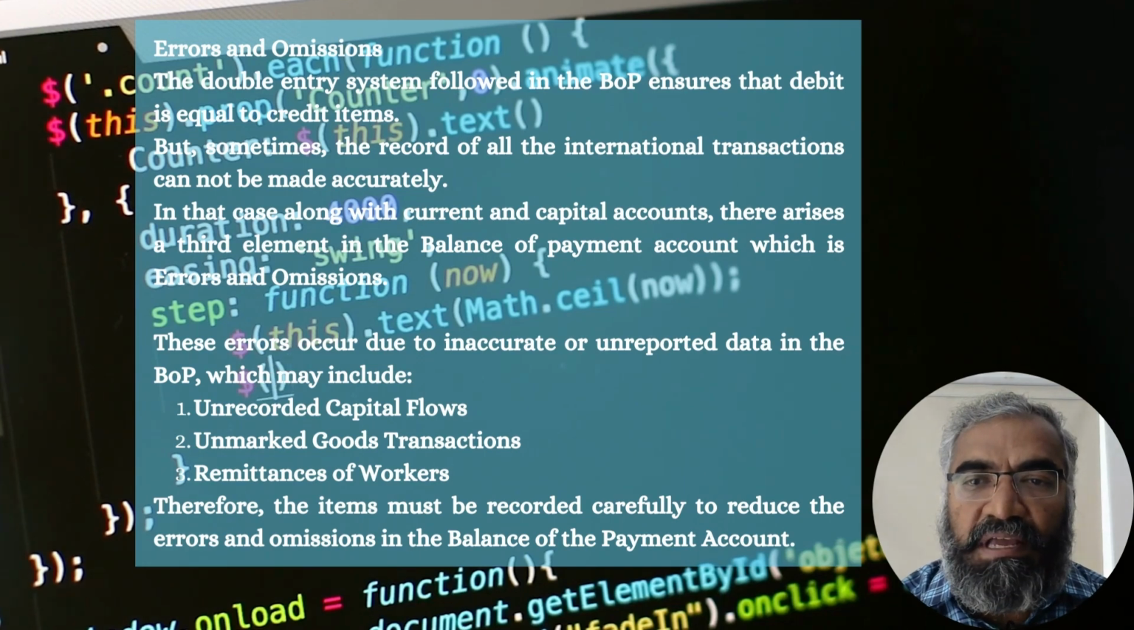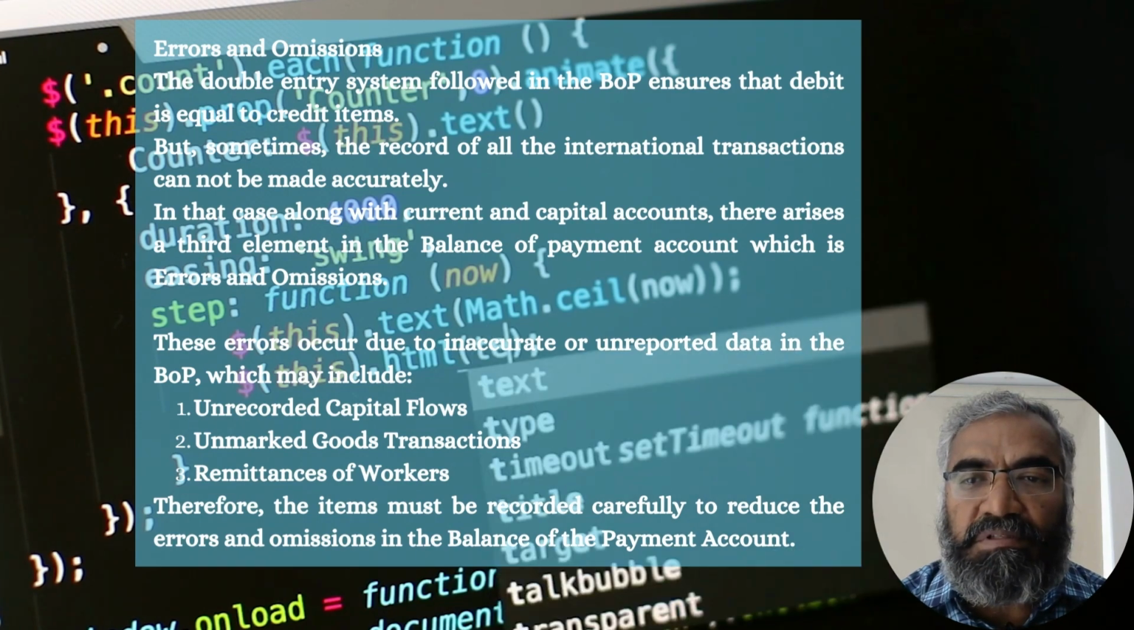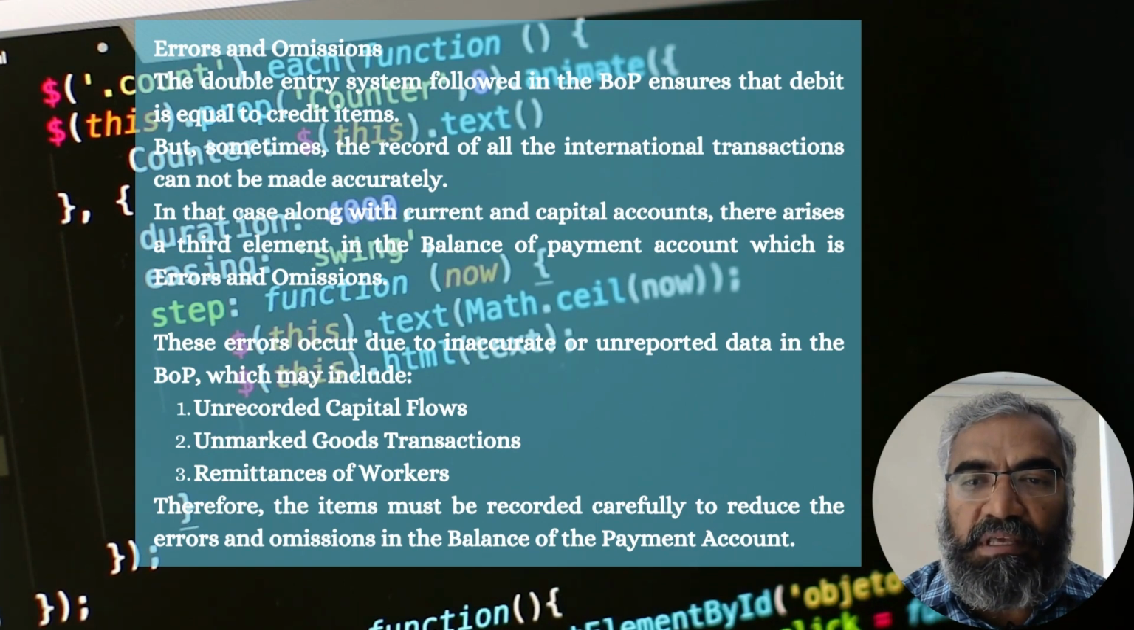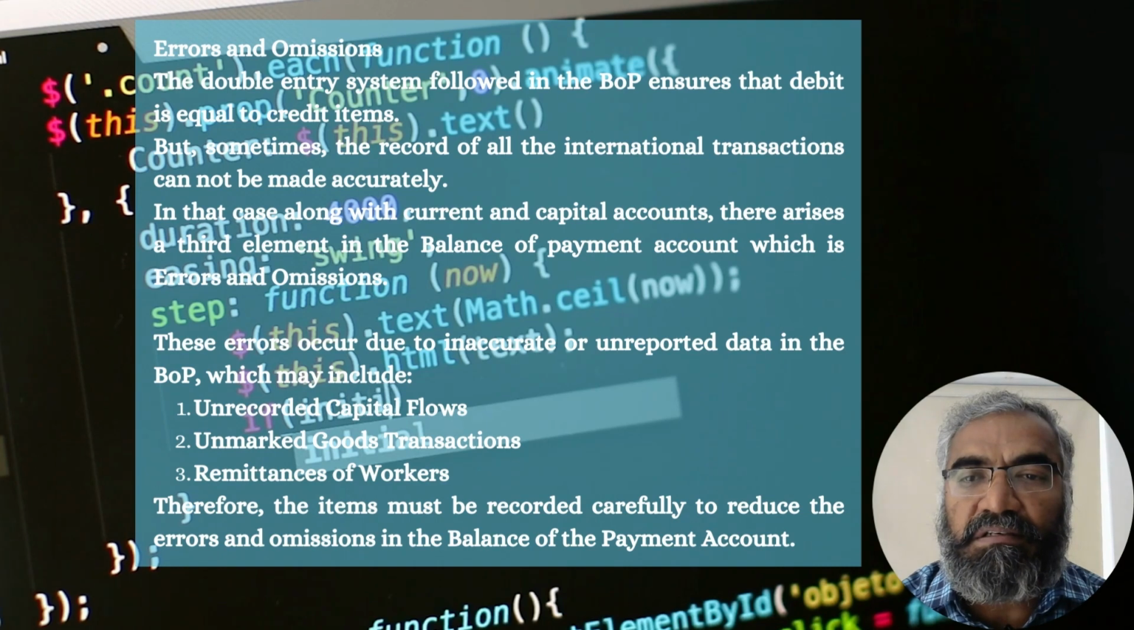Errors and omissions. The double entry system followed in the BOP ensures that debit is equal to credit items. But sometimes the record of all the international transactions cannot be made accurately. In that case, along with current and capital accounts, there arises a third element in the balance of payments account, which is errors and omissions.